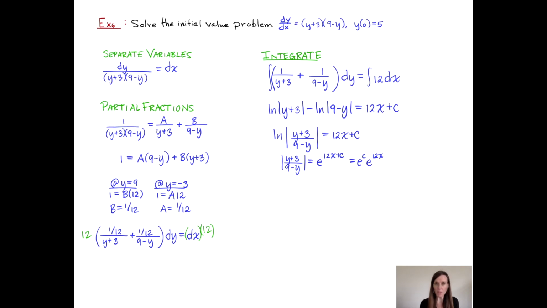Now, to drop the absolute value signs, we can put a plus or minus on the other side of the equation. So we have y plus 3 over 9 minus y is equal to plus or minus e to the C times e to the 12x. And now let's let A have more room this way. Let's let A equal plus or minus e to the C.